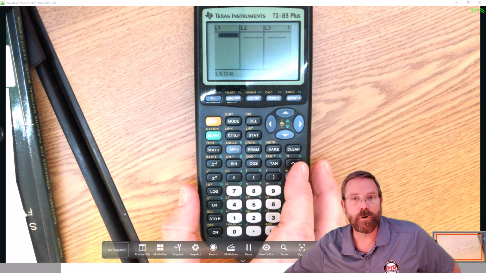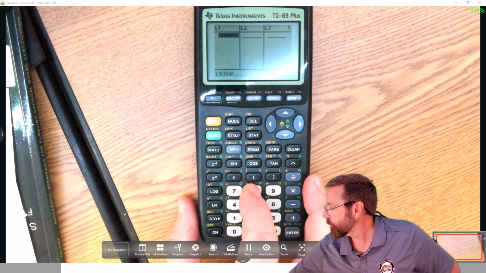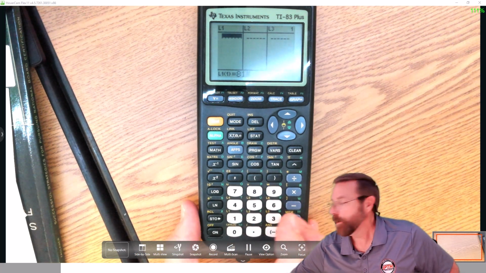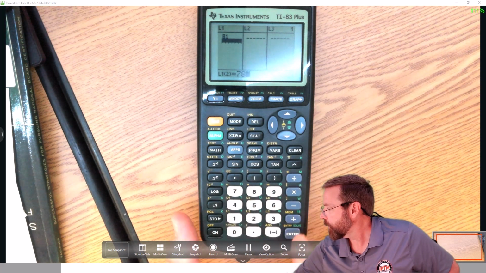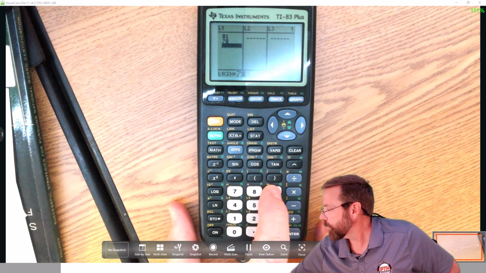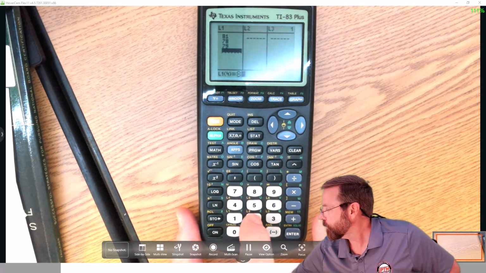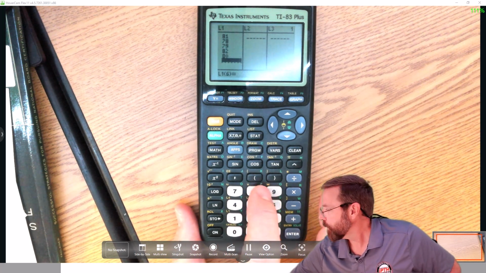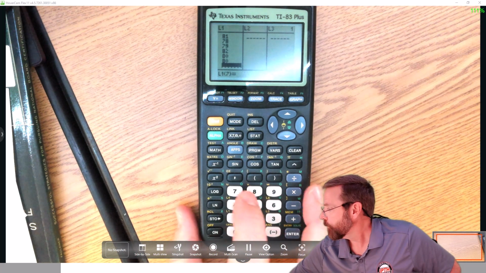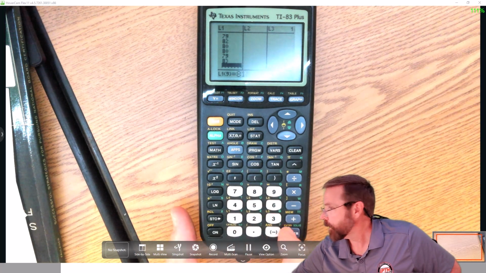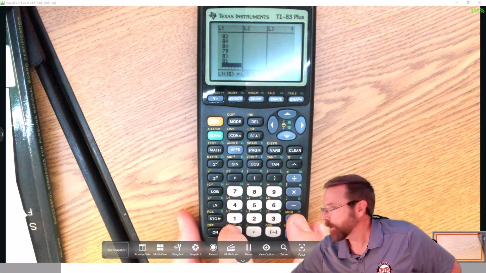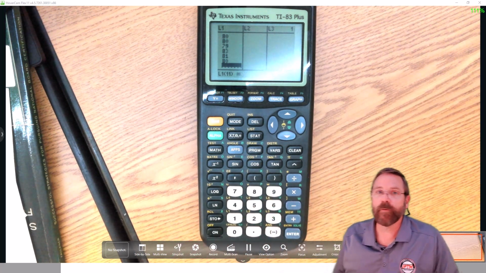It looks like it's still there, but when I go back down, now that one's gone. I'm going to enter the data for list 1, which was an 81, and hit enter, and then 78 enter, 79 enter, 82 enter, 80 enter, another 80 enter, 79 enter, 83 enter, 81 enter, and 80 enter. And that's going to be my first list.